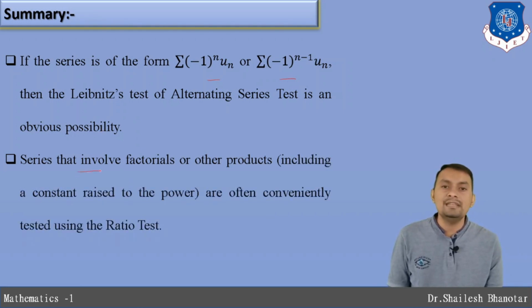Also, if the series involves factorials or other products including a constant raised to a power, then often we will use the ratio test, like 2 raised to n divided by n factorial. Since factorial notation is there, we have to use the ratio test. But suppose you are given 3 raised to n divided by n raised to n, then it is clear that the power contains n, so it is preferable to use the root test.